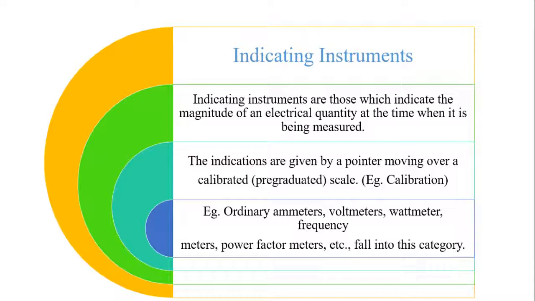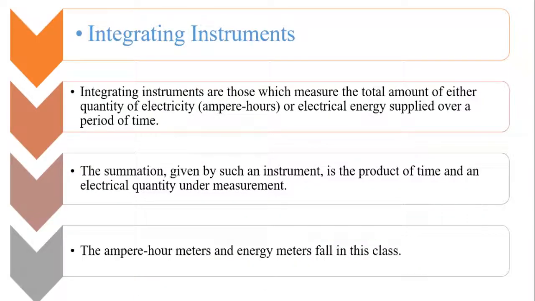Other examples of indicating instruments are ordinary analog ammeters, voltmeters, wattmeters, frequency meters, power factor meters, etc. These fall into this category. The next is the integrating instrument.